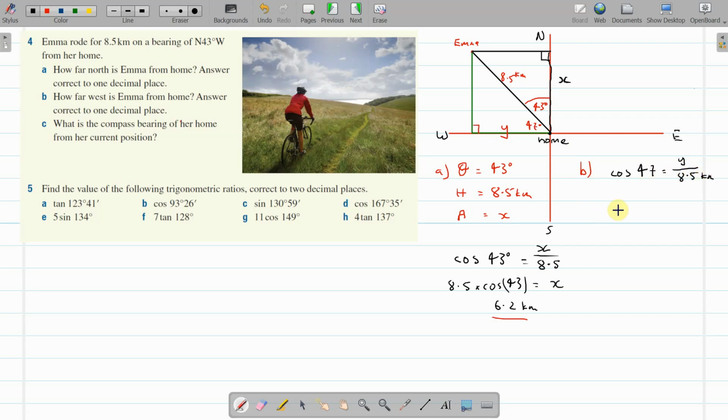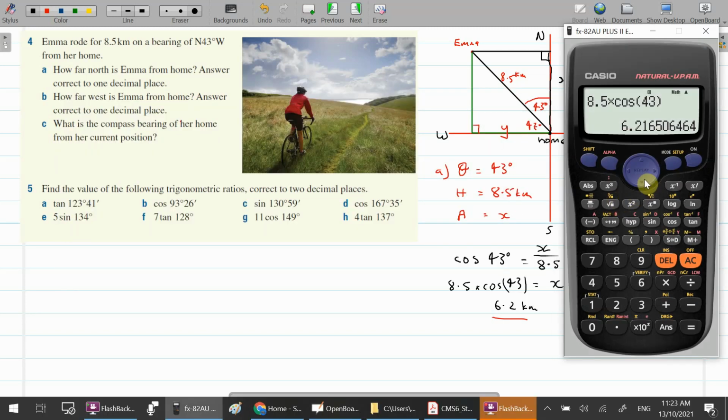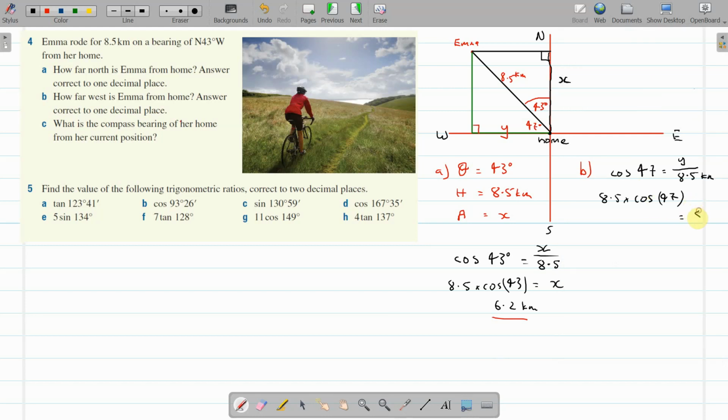Okay, so rearranging as we did before, 8.5 times the cos of 47 equals 8.5 cos of 47, 5 point, and it looks like it's one decimal place, 5.8 k's. 5.8 kilometres. That's part B.